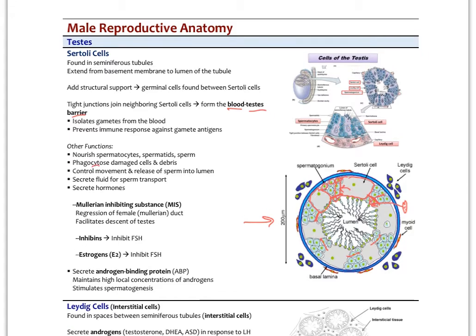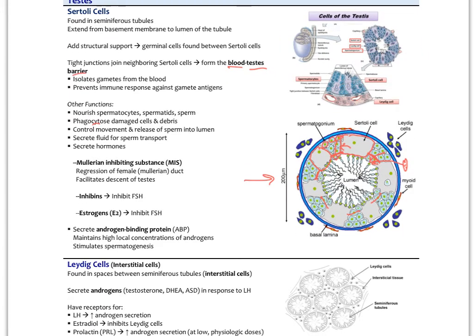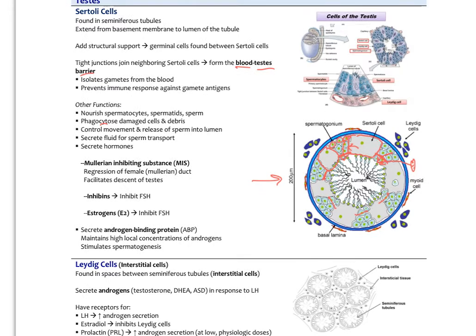One important one is Müllerian inhibiting substance. The Müllerian tract is what develops embryologically to give rise to the female reproductive system. The Müllerian inhibiting substance from the Sertoli cells will cause that duct to regress, and that will allow for the development of the male reproductive system. This will also help facilitate the descent of the testes. The Sertoli cells also will secrete inhibins. I'll come back to that. That's actually going to feed back to the hypothalamus and anterior pituitary to cause a reduction of FSH.